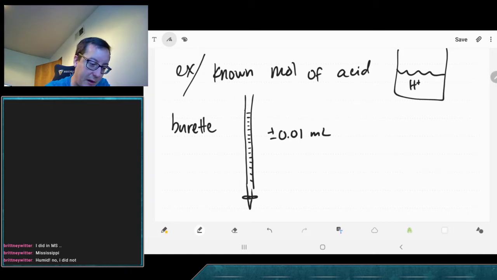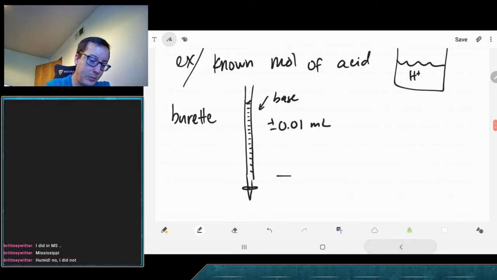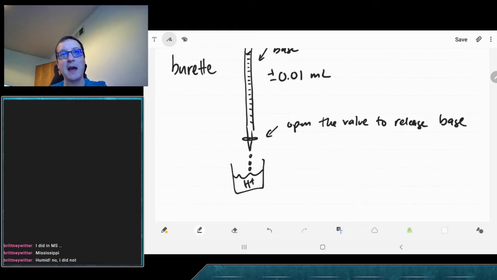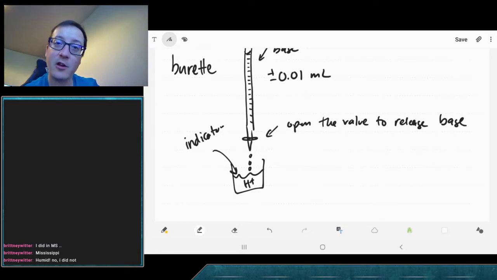And so you'll typically fill that, if we have a known acid, we'll put the base in that Buret. And this allows us to open the valve to release the base. If we have our acid here, we would open this and control the amount of base that we're adding. If we also throw our indicator in here, we'll be able to see when we have run out of acid. And once we've run out of acid, then we know we've added the correct amount of base.